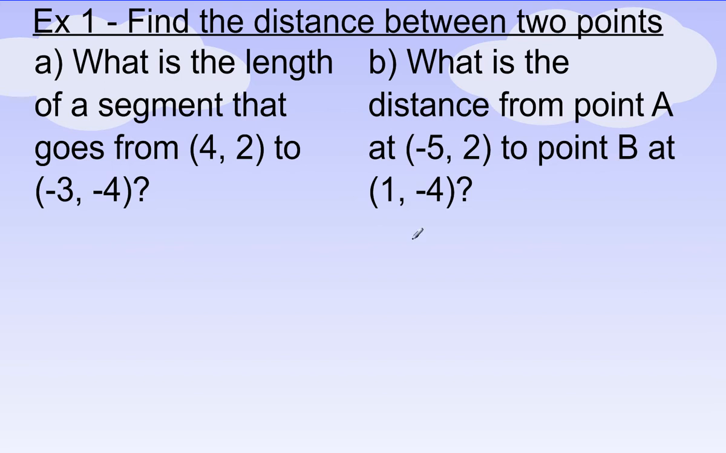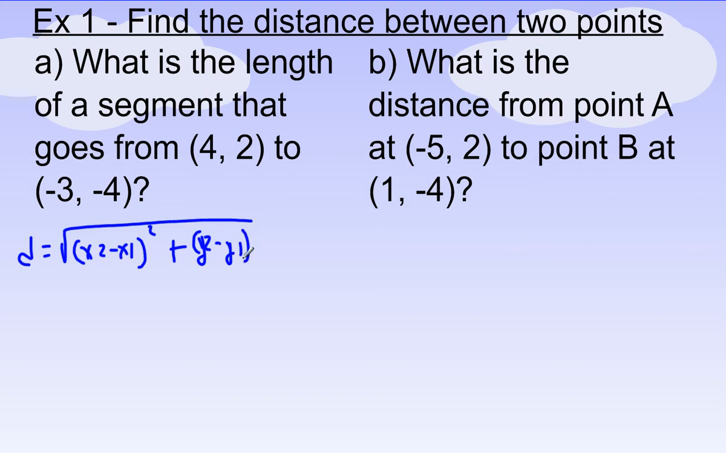Example A. What is the length of the segment that goes from (4, 2) to (-3, -4)? So the distance formula: the square root of (x2 minus x1) squared plus (y2 minus y1) squared. So I'm going to use the distance formula in this one here, just to show. So I'm just going to plug in the numbers from the problem.